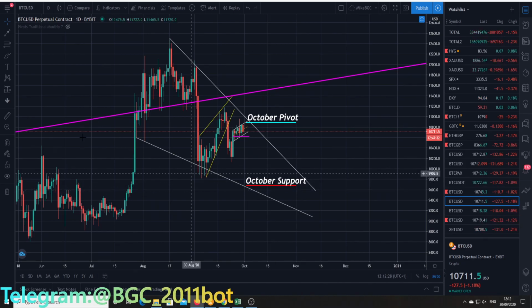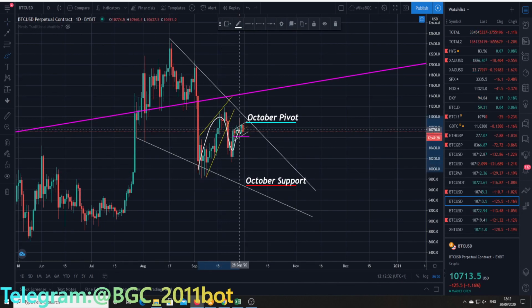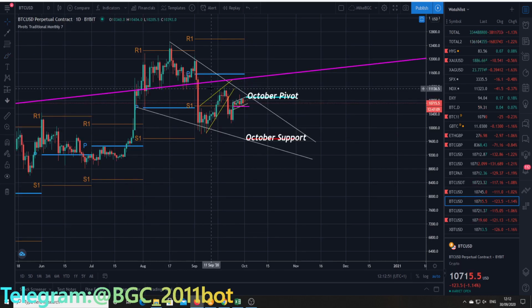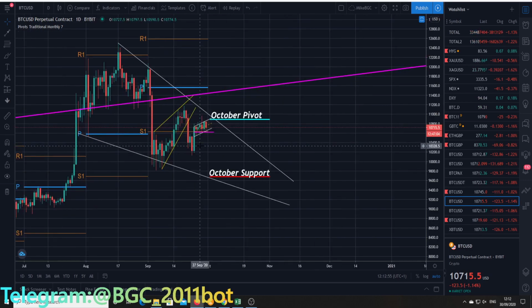But the thing is, at the moment Bitcoin is playing in this falling wedge. I think Bitcoin is going to play in here, and after that we can see a huge move from Bitcoin to the upside. Then if we go back one more time to the monthly pivot, what do we have in here? We have got the support for September, which is exactly at this purple line as well.